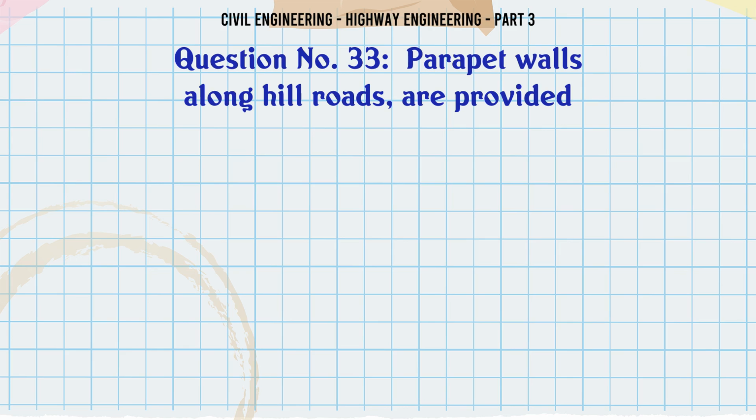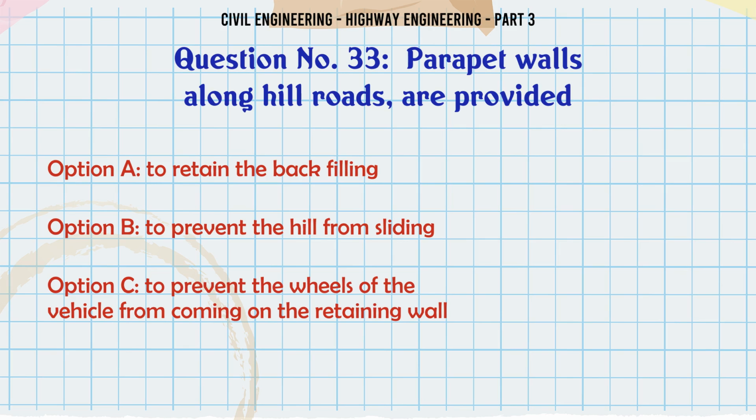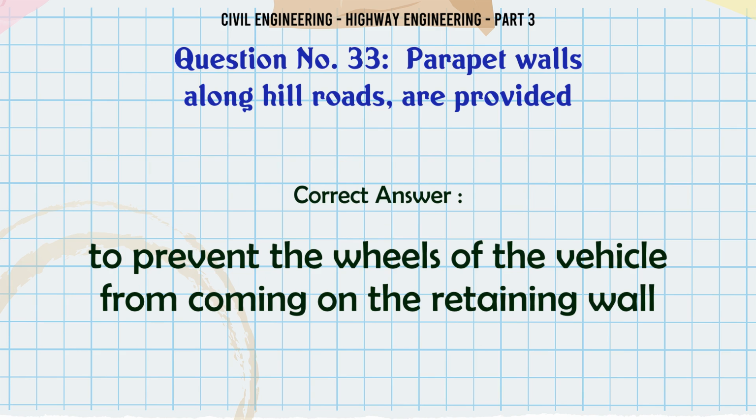Parapet walls along hill roads are provided A. to retain the backfilling, B. to prevent the hill from sliding, C. to prevent the wheels of the vehicle from coming on the retaining wall, D. none of these. The correct answer is to prevent the wheels of the vehicle from coming on the retaining wall.